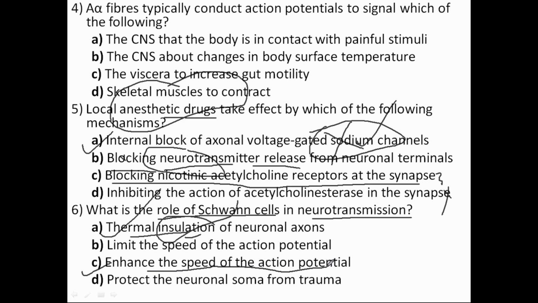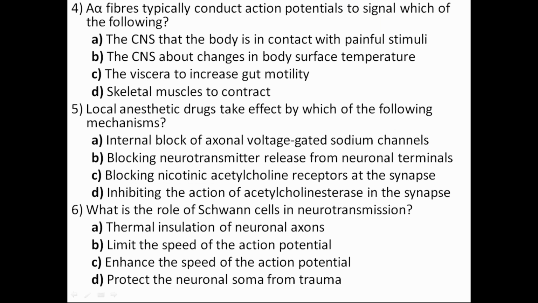It is an indirect answer. The action potential actually goes through the nodes of Ranvier. But definitely the first thing is your insulation, but the insulation is not thermal, it is electrical insulation. Understood? So the answer here is C, enhance the speed of the action potential. Got my point? You have to be very careful while reading the question and the answer, because first time when I was solving, I marked A, but then I saw that it is thermal. It is wrong. Thermal is not the word.